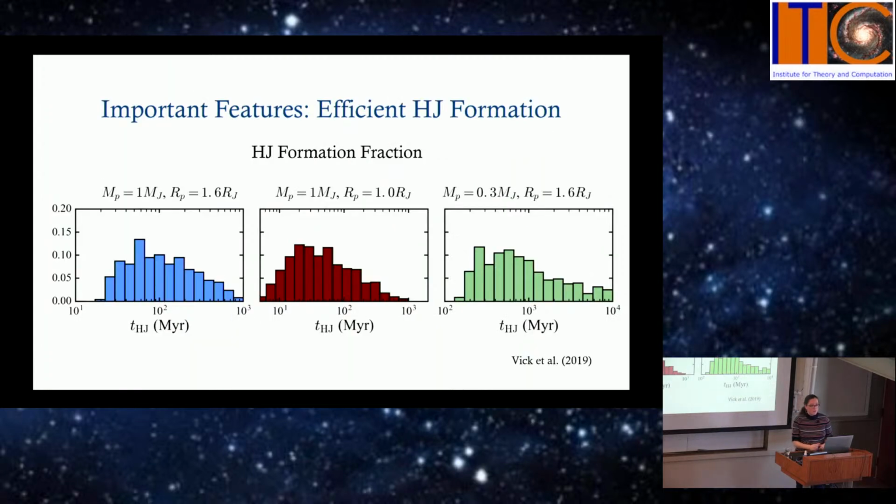One important feature of this mechanism is that it's efficient. If you look at the time that it takes to form a hot Jupiter, this all happens within gigayears, or in the case of the kind of puffy Saturn, within 10 gigayears, so within the lifetime of the host star.